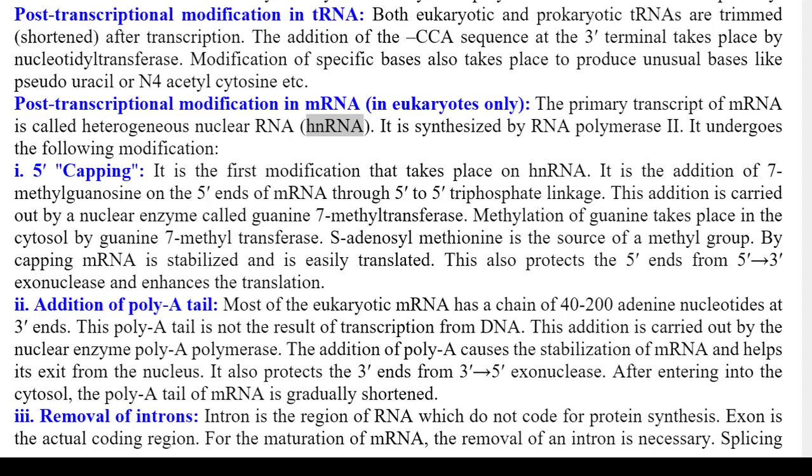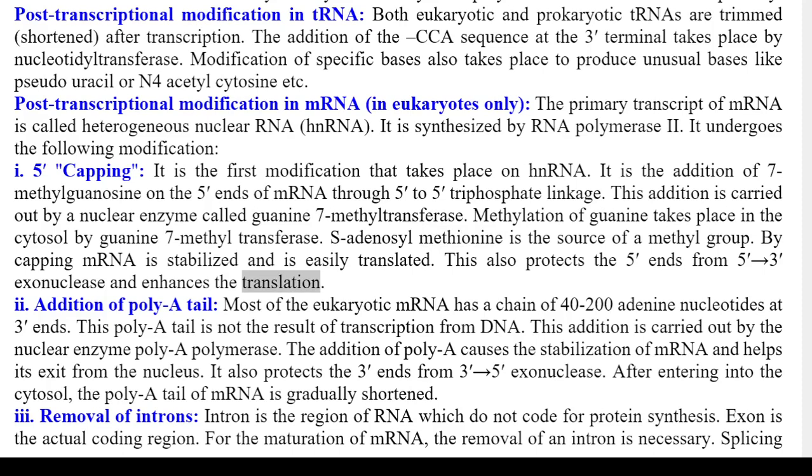5' capping. It is the first modification that takes place on hnRNA. It is the addition of 7-methylguanosine on the 5' ends of mRNA through 5'-to-5' triphosphate linkage. This addition is carried out by a nuclear enzyme called guanine 7-methyltransferase. Methylation of guanine takes place in the cytosol by guanine 7-methyltransferase. S-adenosylmethionine is the source of a methyl group. By capping, mRNA is stabilized and is easily translated. This also protects the 5' ends from 5'→3' exonuclease and enhances the translation.